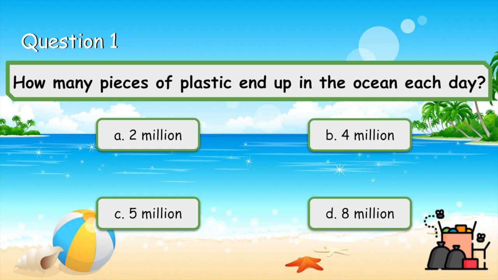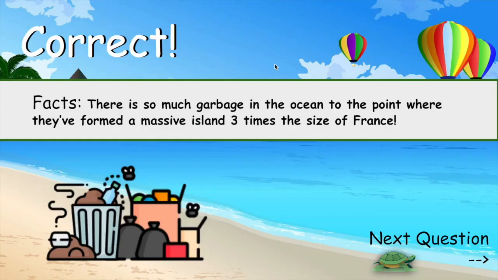First one, how many pieces of plastic end up in the ocean each day? If you then proceed to choose the right answer, it would indicate that you have chosen correctly and provide you with a little fun fact for your knowledge. In this case, there's so much garbage in the ocean to the point where it has formed a massive island 3 times the size of France. You will then proceed to take on the next question.